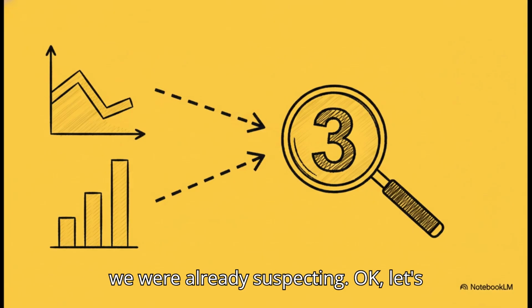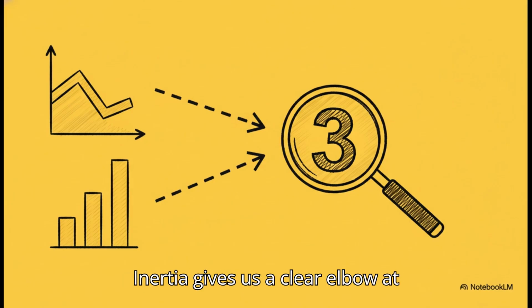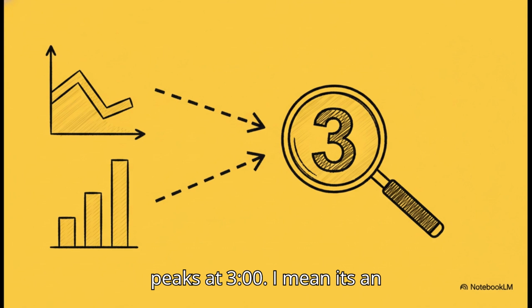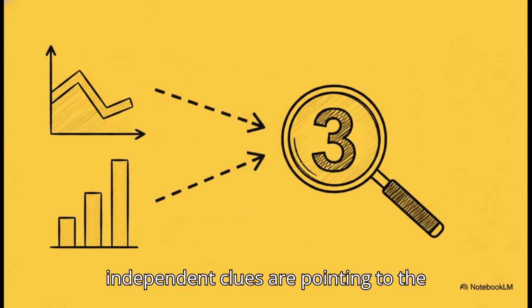Okay, let's recap the evidence. Clue number 1, inertia, gives us a clear elbow at 3. Clue number 2, the silhouette score, peaks at 3. I mean, it's an open and shut case. Both of our independent clues are pointing to the exact same suspect.